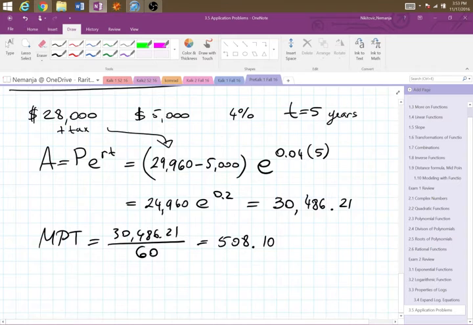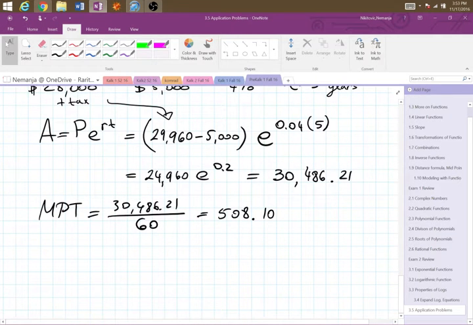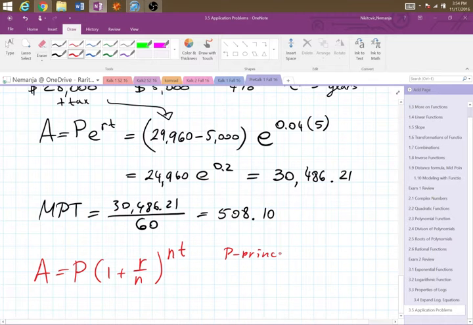The reality is to use what we call the compound interest formula, which doesn't have E. So that formula, which you must know, is A equals P times 1 plus r over n, raised to the nt. So P is the principal, r is the rate as a decimal, and n is the number of compounds.